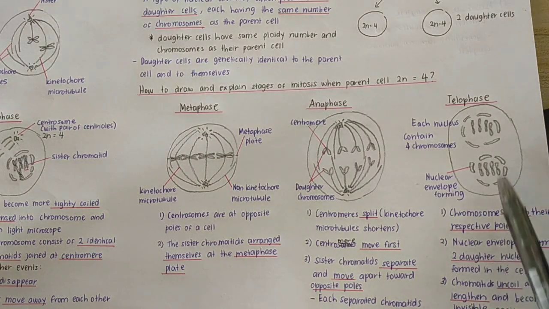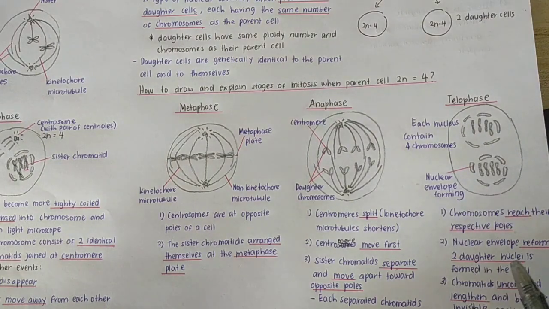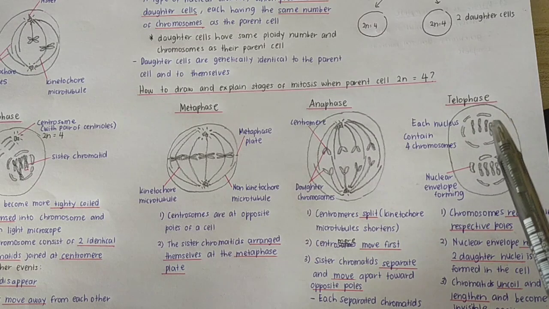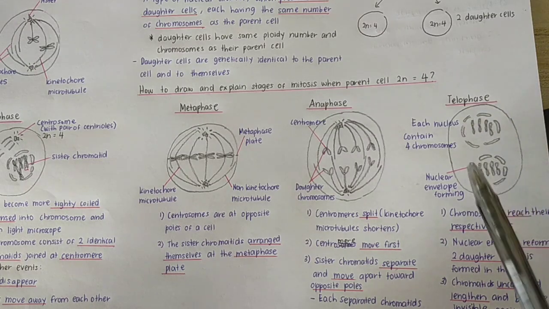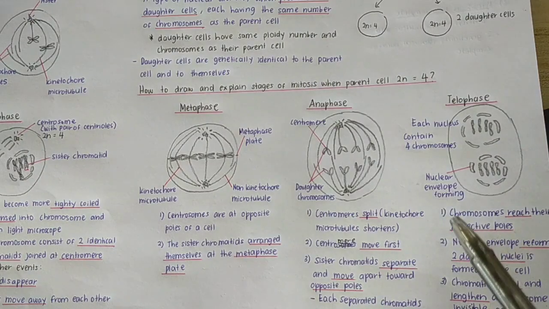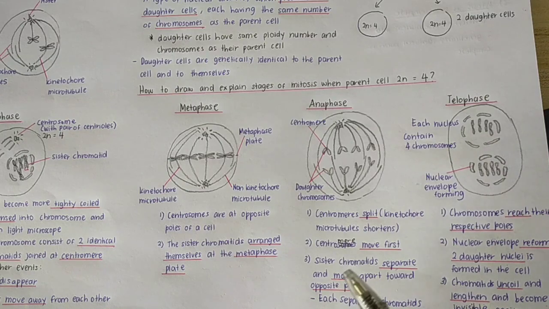Okay, so the nuclear envelope reforms. If you look at here, the nuclear envelope is reformed. And then two daughter nuclei are formed in the cell. Two daughter nuclei actually refers to this one. Nah, ni adalah first daughter nucleus. This is the second daughter nucleus. But the cell does not divide yet. Dia masih lagi berada dalam satu sel yang sama.